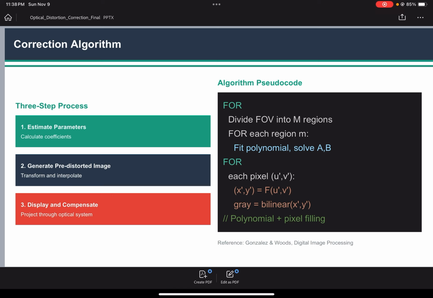Secondly, we generate a pre-distorted image. This might sound counterintuitive, but we intentionally warp a normal image in the opposite direction of the polynomial distortion. We do this by transforming pixel coordinates and using interpolation to calculate color values. And thirdly, we display and compensate. When we project this pre-warped image through the optical system, the system's distortion and the pre-distortion cancel each other out, and the viewer sees an undistorted image.